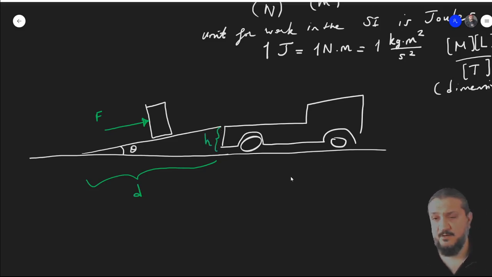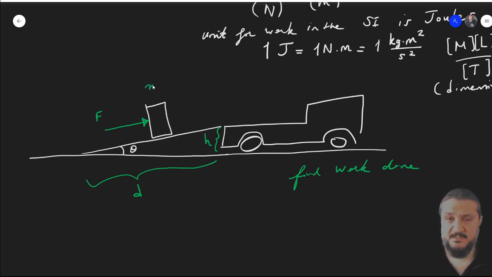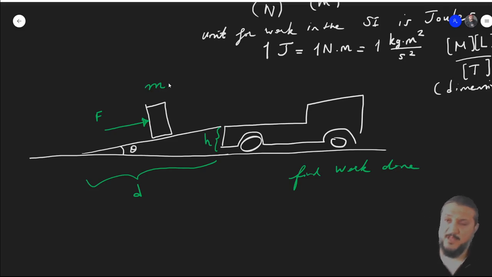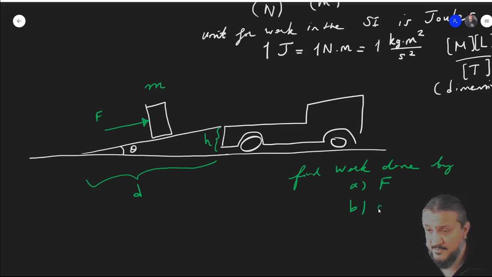Okay, so find the work you do. Find work done. The fridge is of mass m. Find the work done by u, which is F. But in this case we have to consider gravity as well. Work done by gravity. Actually, let's think about all the forces present.